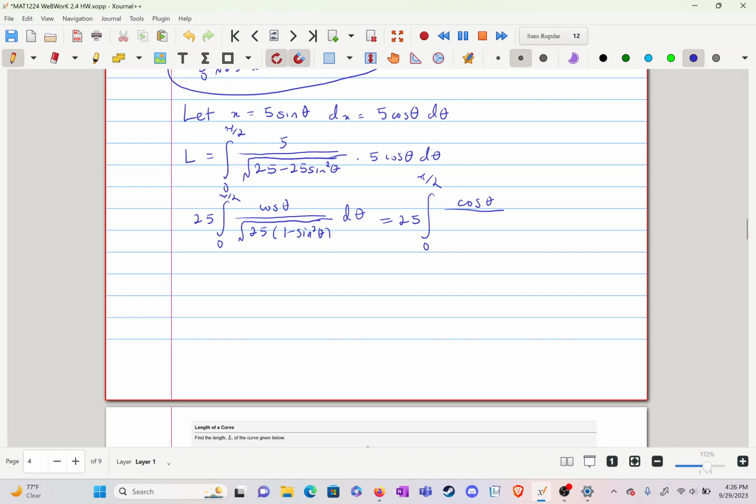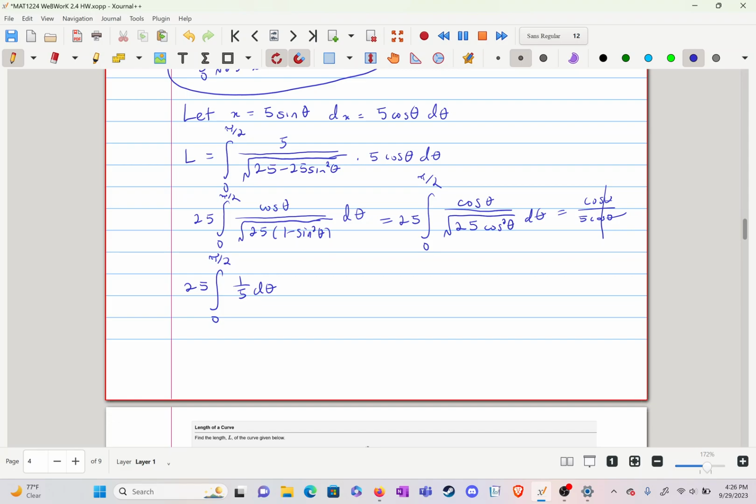We will now write cosine theta over square root of 25 cosine squared theta, d theta. And now we have some perfect squares over here. And before we know it, we just have 5 cosine theta over 5 cosine theta. Boom. It's just 1. So we have 5 times the integral from 0 to pi over 2 of 1 d theta.